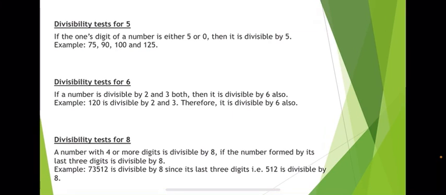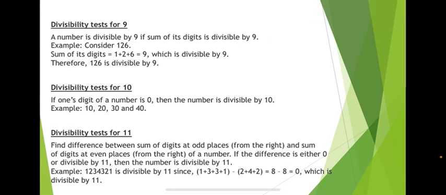Now let us move towards the divisibility of 8. A number with 4 or more digits is divisible by 8 if the number formed by its last 3 digits is divisible by 8. So the example is 73,512 is divisible by 8 because 512, that means the last 3 digits of the number, is divisible by 8.